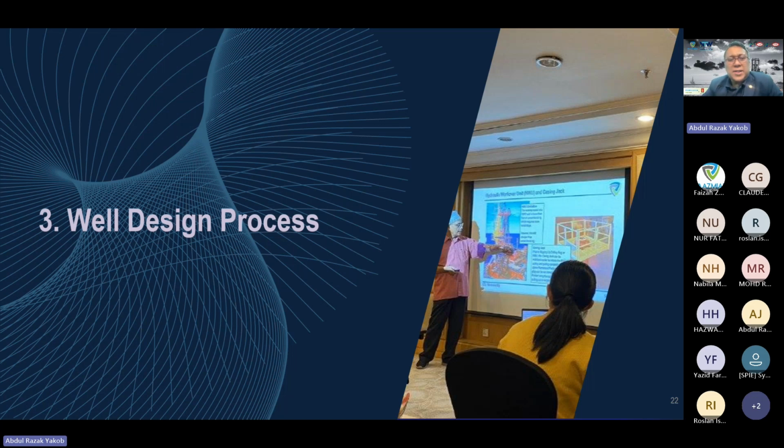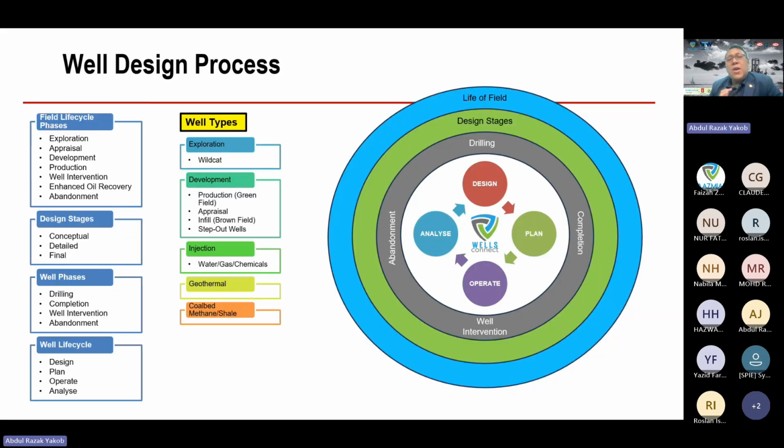In the well design process is where we will take a look at the different stages. Of course, number one, you have field life cycle phases, which we went through just now. And then you have design stages. Design stages are not just for drilling, but also for the platforms and some other developments as well: conceptual, detail, and final.